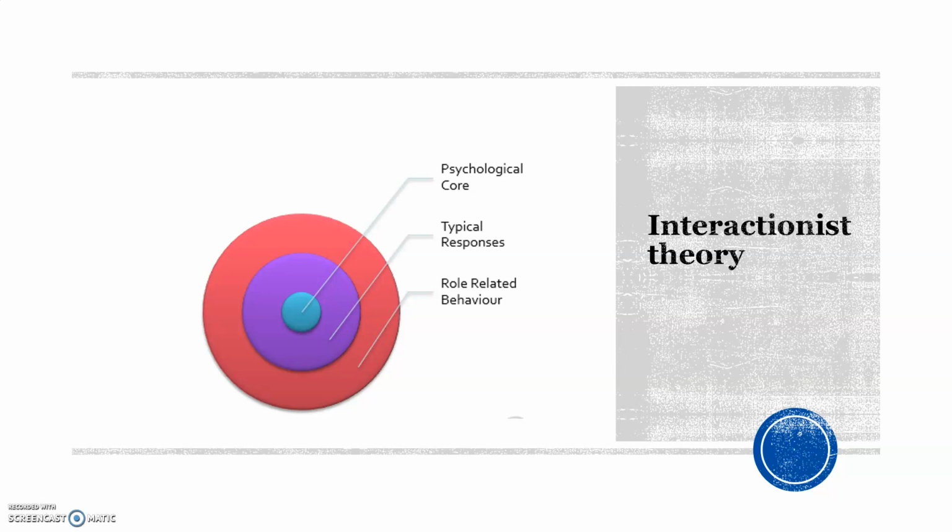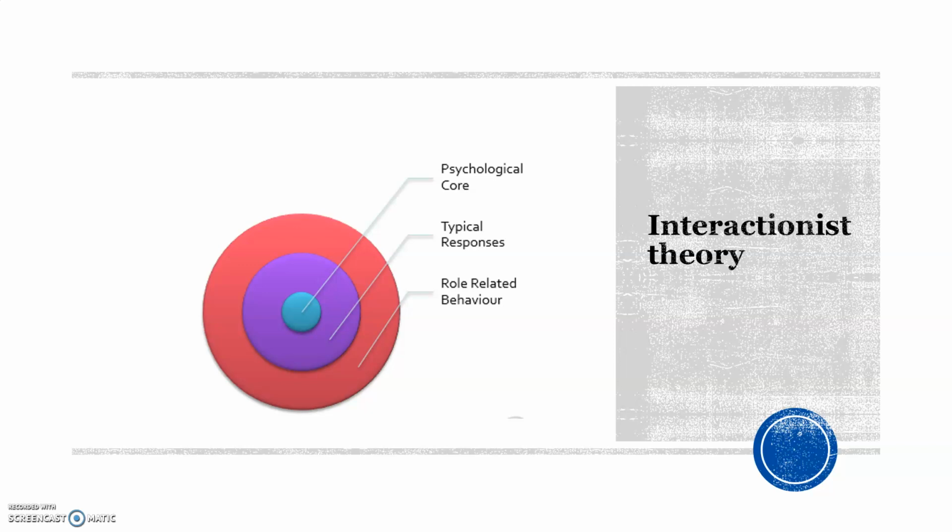This theory suggests that there are 3 different levels that all link together to provide you with the type of personality that you have. The first part of the theory is the psychological core. This part of the theory relates to you as an individual and the personality that you have within you. It is your normal and typical personality traits which are present when there is no situation that you are reacting to. This links to the second part of the theory, which is your typical responses.